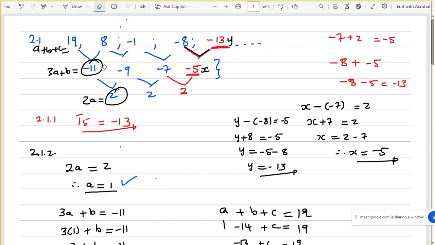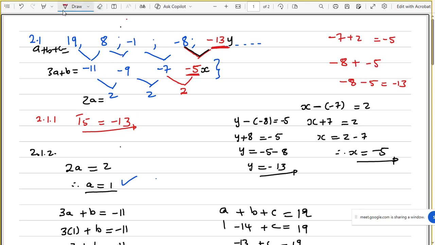Don't sleep. Look at this. This is my T1. This is T2. This is T3. This is T4. This is T5. So when I say T2 minus T1, what do I get? I get 11, which is T1 of your first difference.